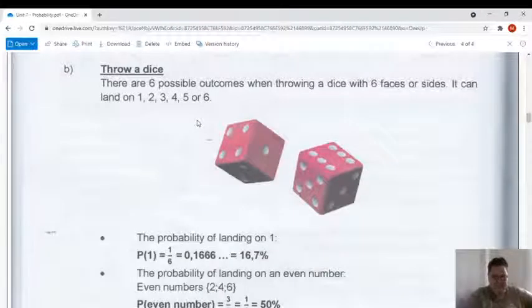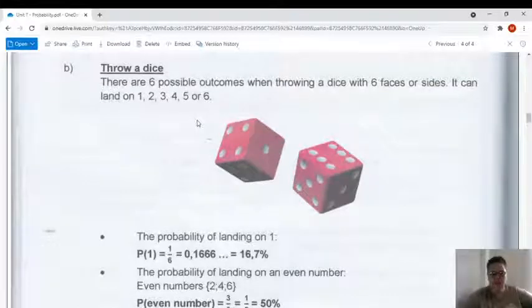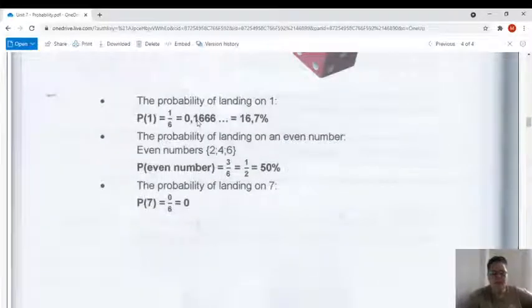To throw a dice. Now this is another probability. You know that there are 6 numbers on a dice. So you know that you will hit one of those numbers from 1 to 6. So there are 6 possible outcomes when throwing a dice with 6 faces or sides. It can land on number 1, 2, 3, 4, 5 or 6. I'm sorry, I am distracted. The probability of landing on 1. Okay, so here we are.